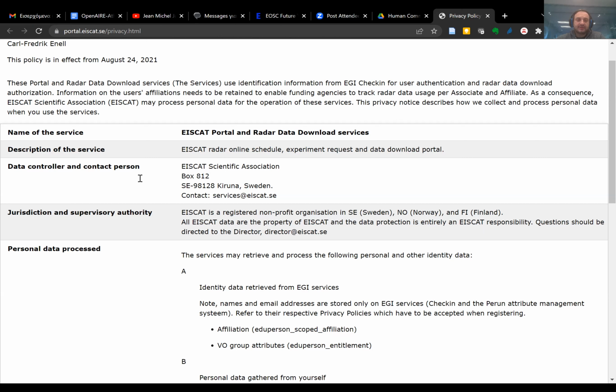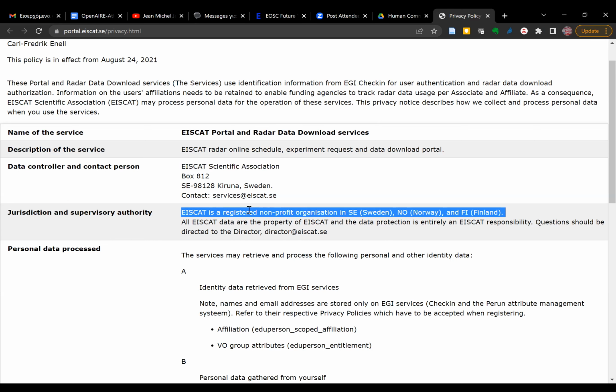Data controller and contact person, just to make sure, EOSC is a legal entity, correct? It is a legal person. Carl Frederick, can you hear us? Yes, hello. I'm just taking notes about the comments you had. So EOSC, as I understand, is a registered non-profit organization, but it's a legal entity, correct, as well? Yes.